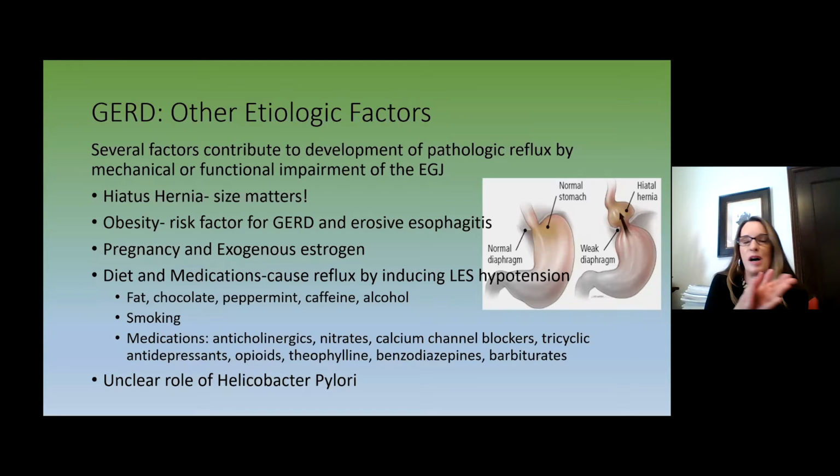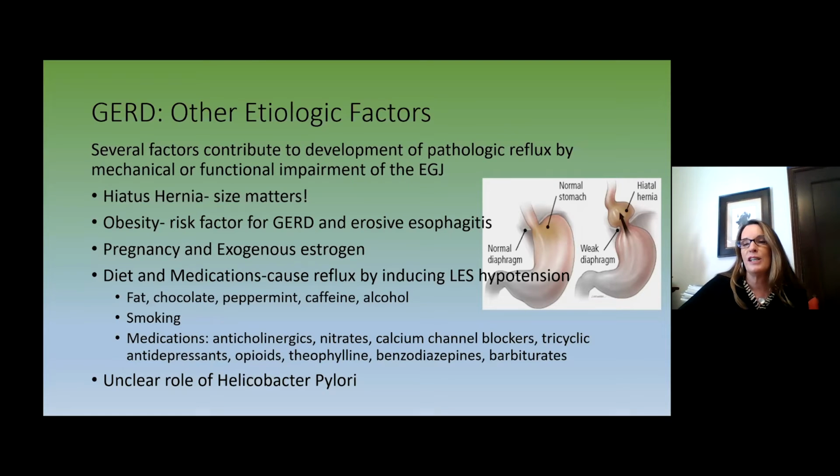So a small hernia is considered to be 2 to 4 centimeters and generally doesn't require any kind of action or cause symptoms, whereas a larger hernia, 5 centimeters or more, is associated with a shorter, weaker LES, increased reflux, and hiatal hernias lower LES pressure, they increase TLESRs in response to gastric distension.